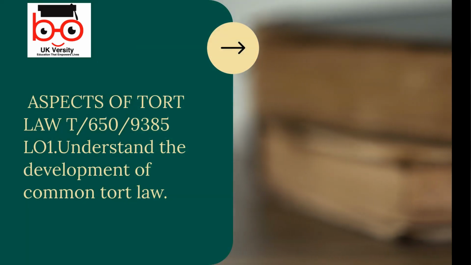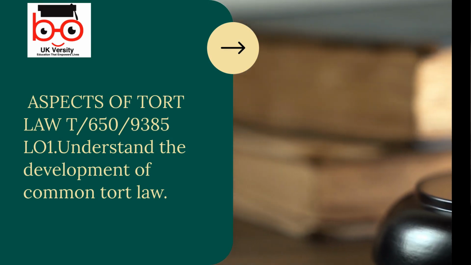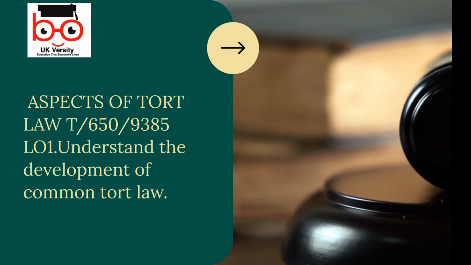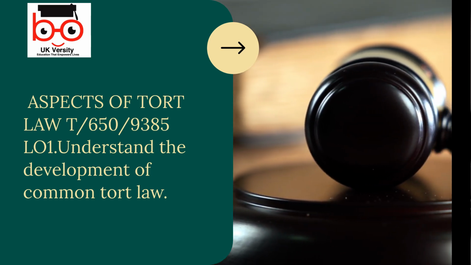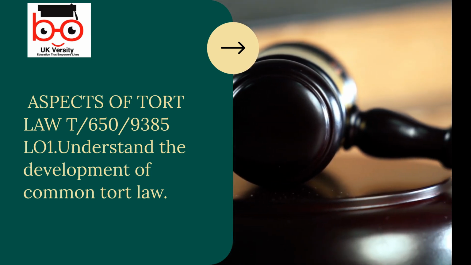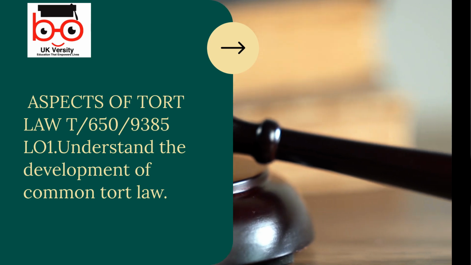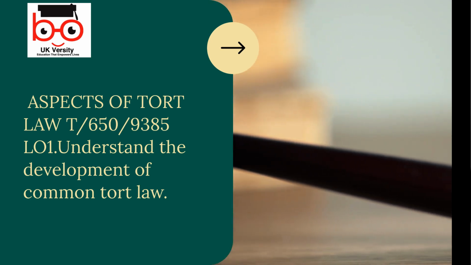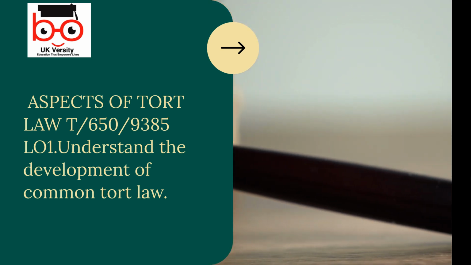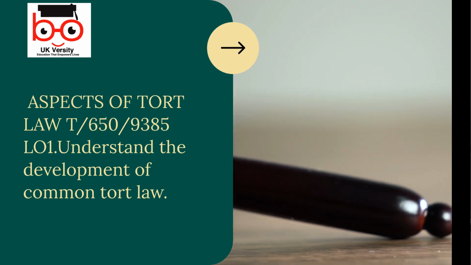Learning Outcome LO1. Understand the development of common tort law. Today, we will learn how tort law has evolved to shape modern legal systems. We will explore its historical roots, key principles, and the role it plays in ensuring justice and accountability in society.